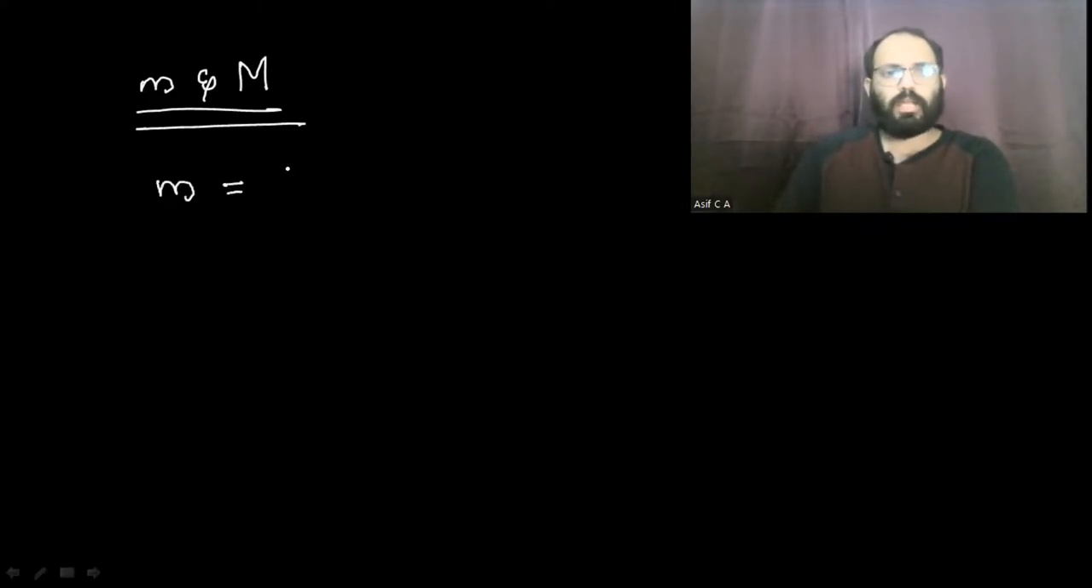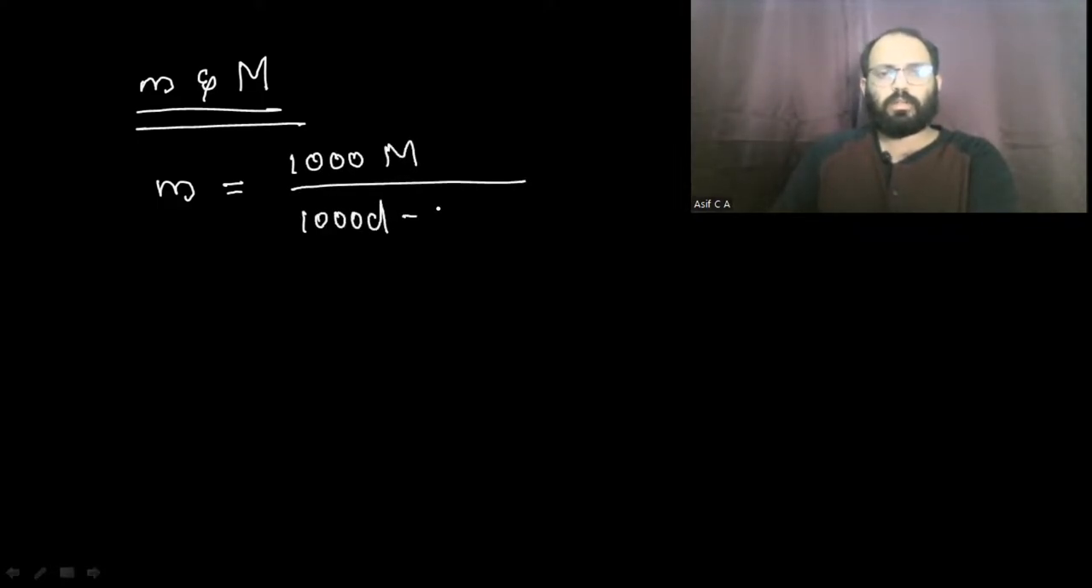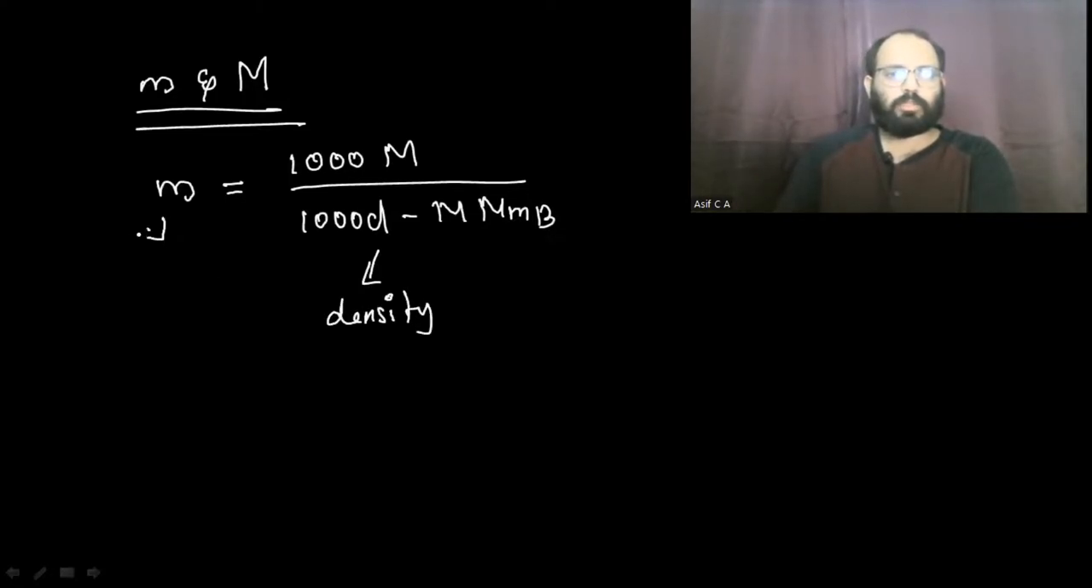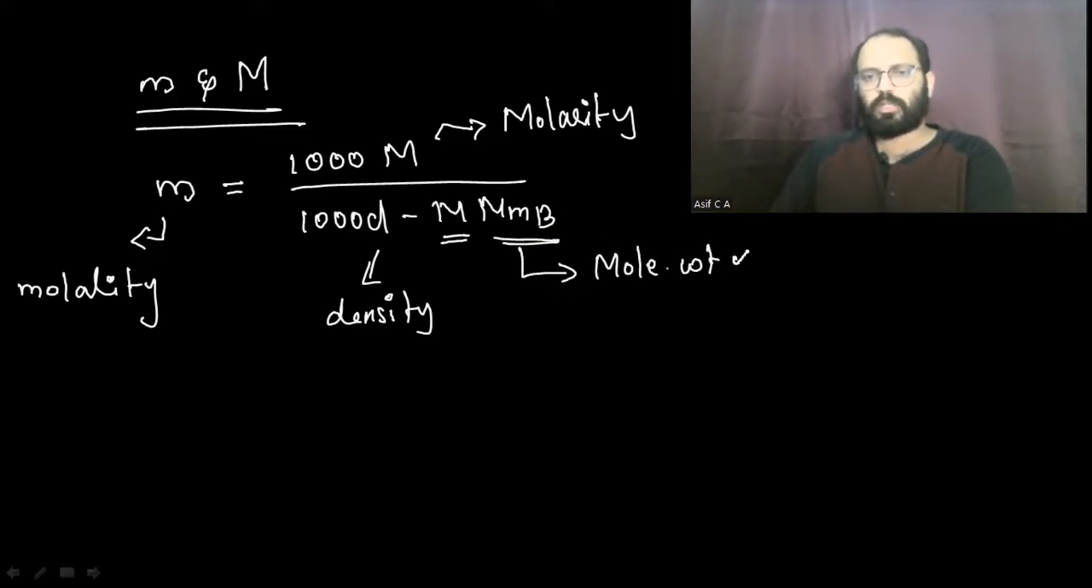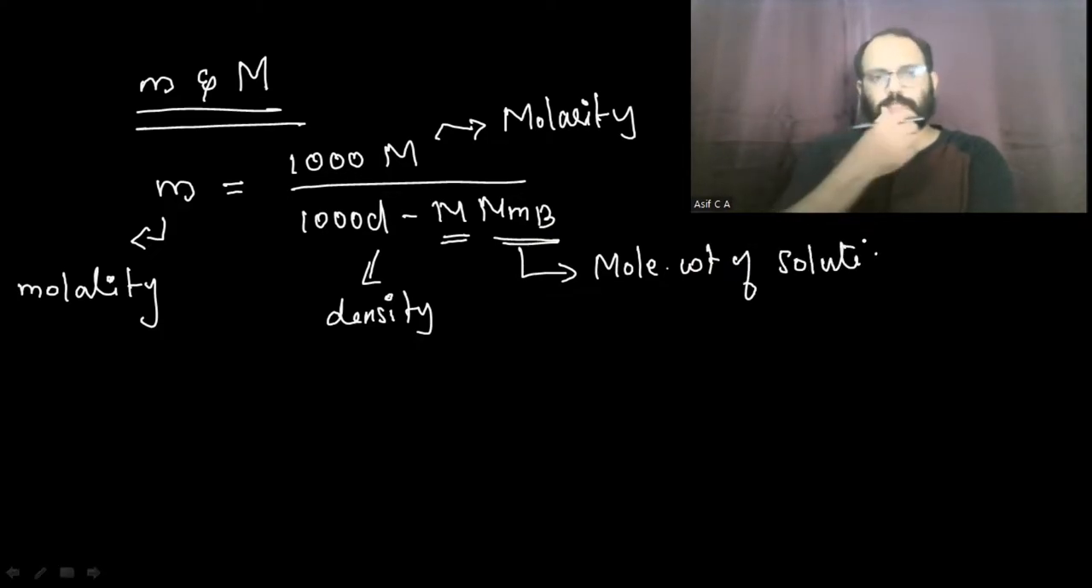If you want to find the relationship between molality and capital M, molarity, there is an equation for that too. Molality is equal to 1000 M by 1000 d minus M into MB. Here d is density, and capital M is molarity. MB is the molecular mass of B, where B is the solute, so it is the molecular weight of the solute. So you get the relationship between molality and molarity, as well as molality and mole fraction.